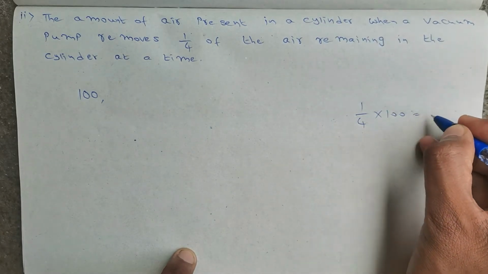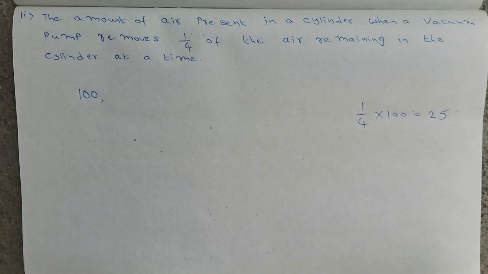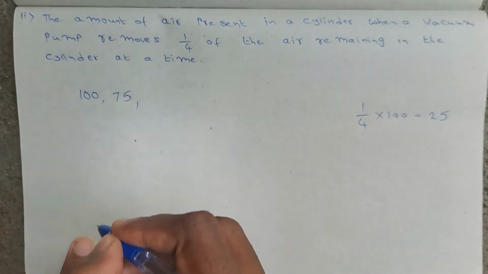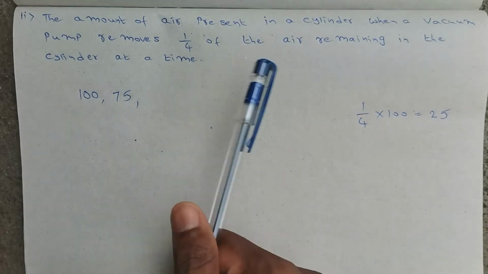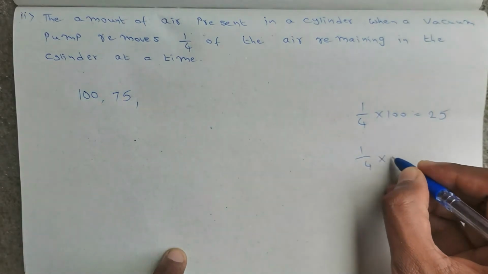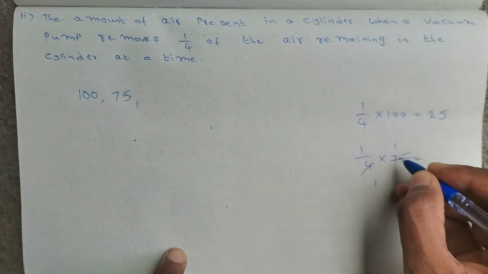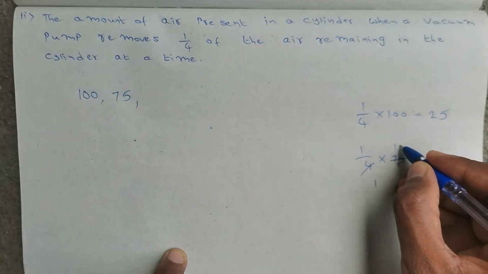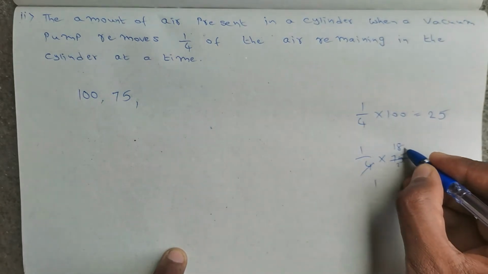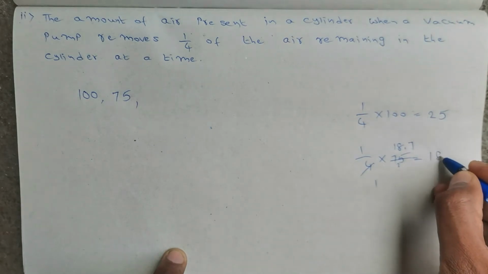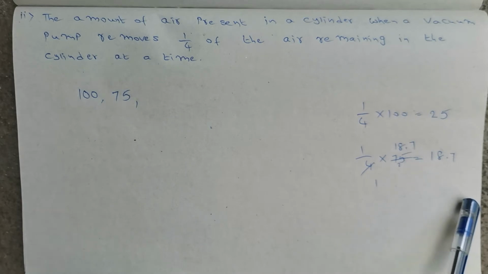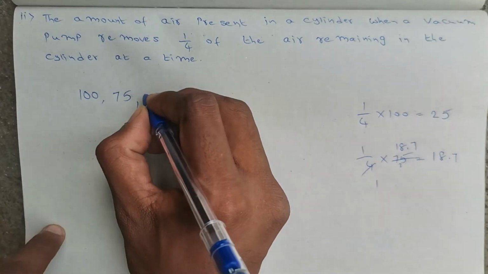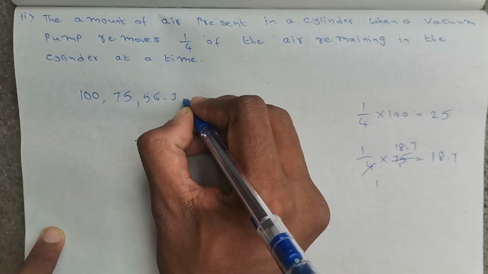1/4 of 100, that is nothing but 25. So it means 25% he is removing. So how much remains then? 75% will be left. Then again from this 75, 1/4 he is removing. 1/4 into 75. Here 4 ones are 4, 35 will remain. 4 eights are 32. Again 3 will remain, 0.7. So 18.7. It means from 75, 18.7 will be removed. So it will be 56.3. Like that only, and so on.